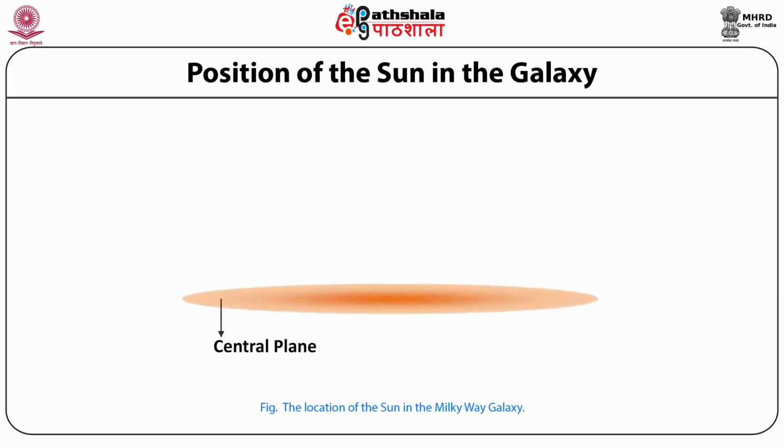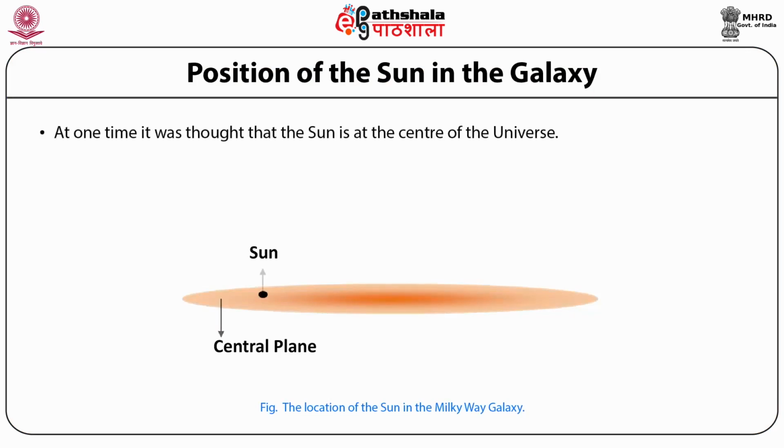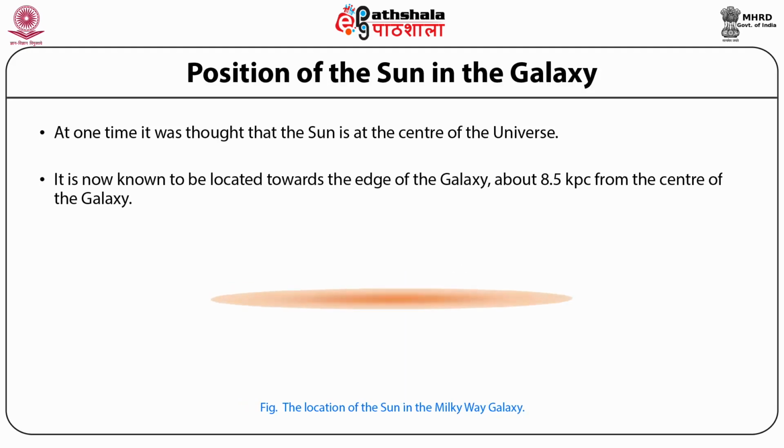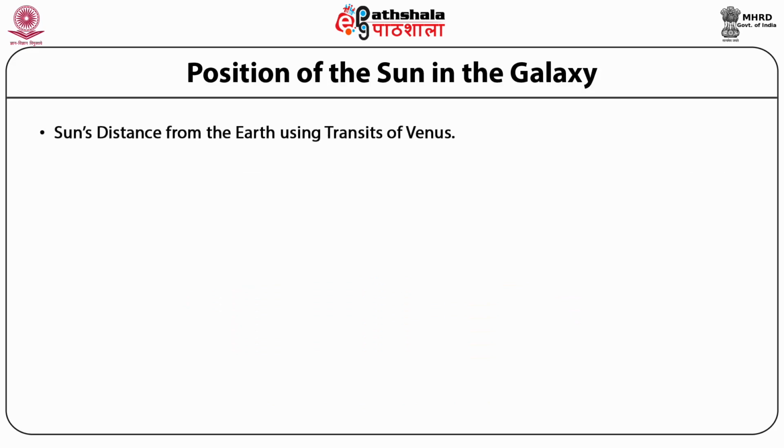Position of the sun in the galaxy. At one time, it was thought that the sun is at the center of the universe. It is now known to be located towards the edge of the galaxy, about 8.5 kpc from the center of the galaxy. Sun's distance from the Earth using transits of Venus.